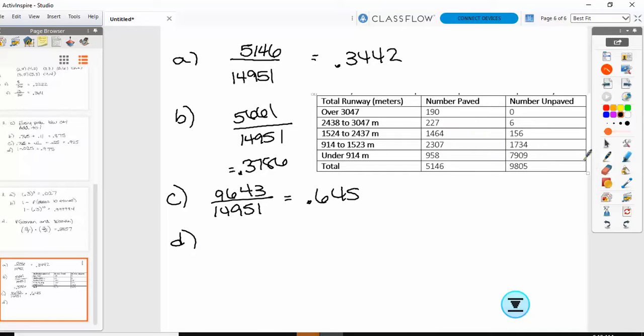D says more than 2437. So that means it's got to be in one of these two. And paved. I look at my two paved ones there. If you add those together, you get 417 out of 14,951.